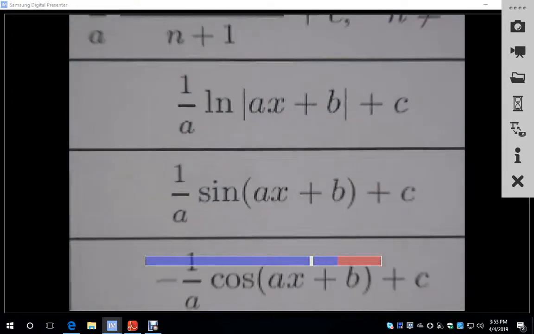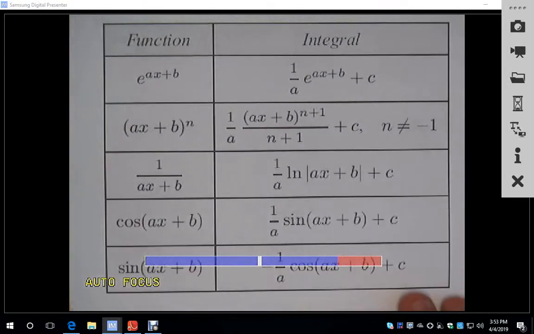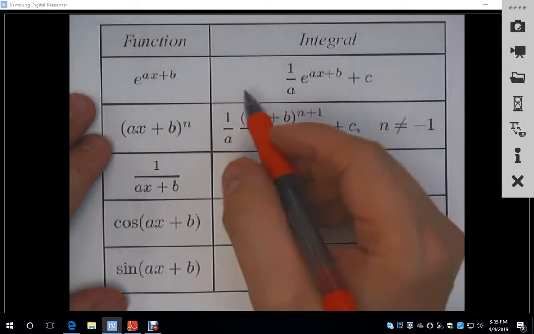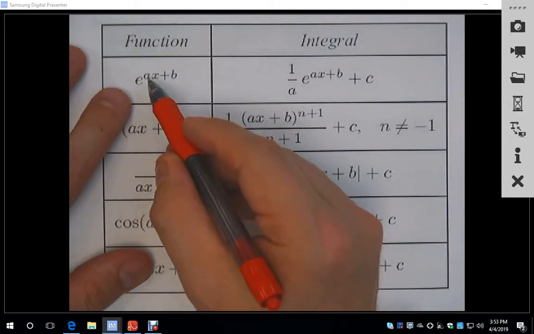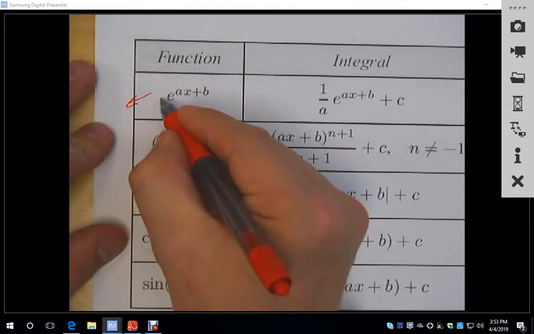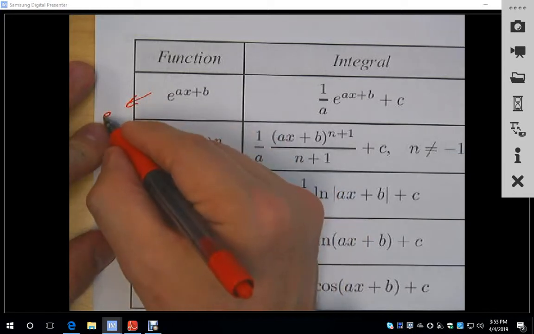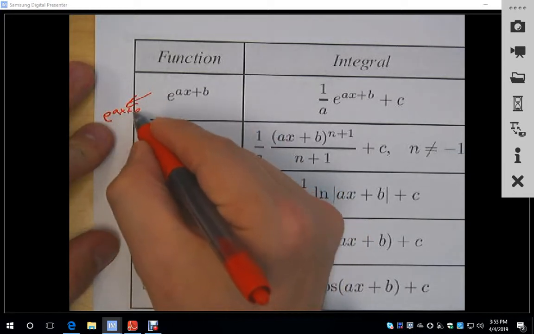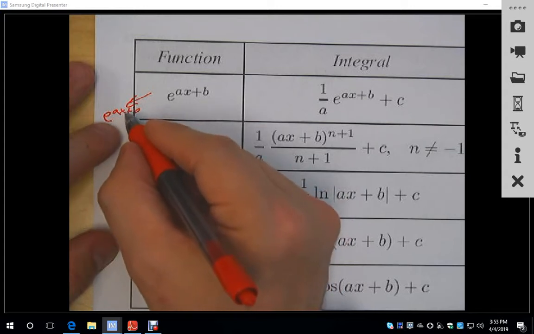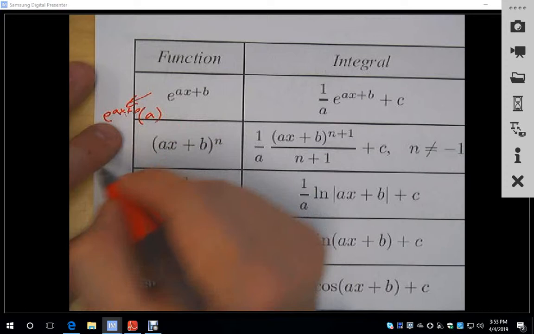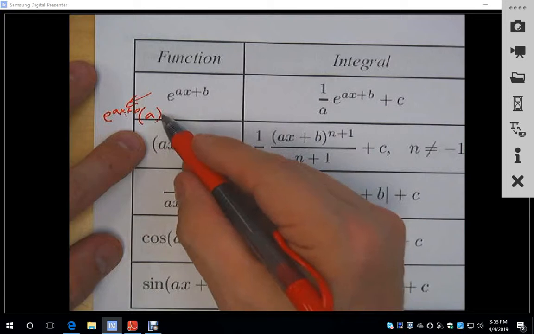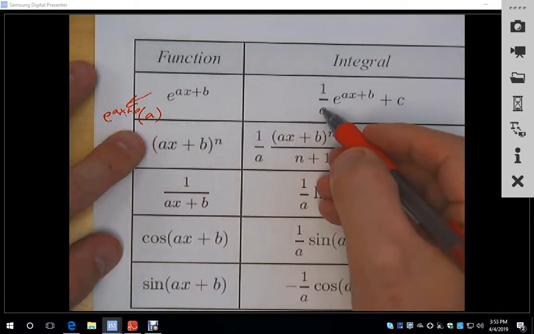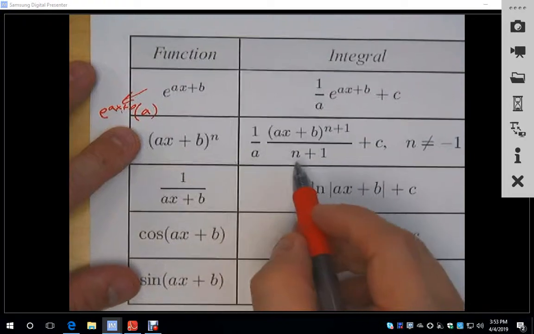All right, now I'm going to get into some more complicated integrals. If I have e to some other function, then, if you recall, the derivative of e to the x is just e to the x, so the derivative of e to the ax plus b is e to the ax plus b, times the derivative of the inside function, which is just a. We do the opposite for integration, so instead of multiplying by a, we divide by a. In fact, all of these work the same way.